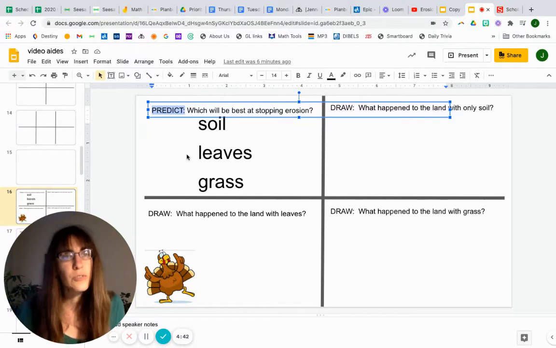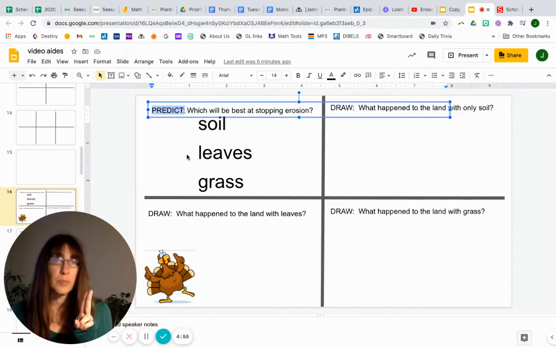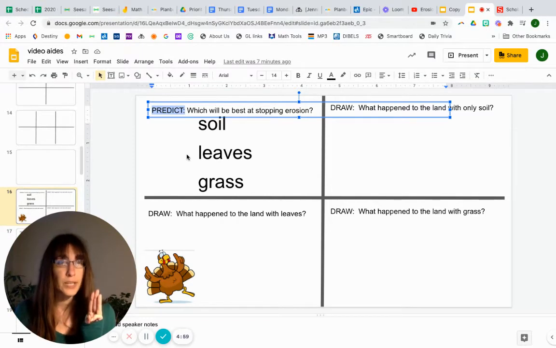Okay, and what we're gonna do today is we're going to try pouring water on a slope with 3 different materials. The first one will be just dirt or soil. The second one will be soil with leaves on top. And the third one will be soil with grass planted in it.